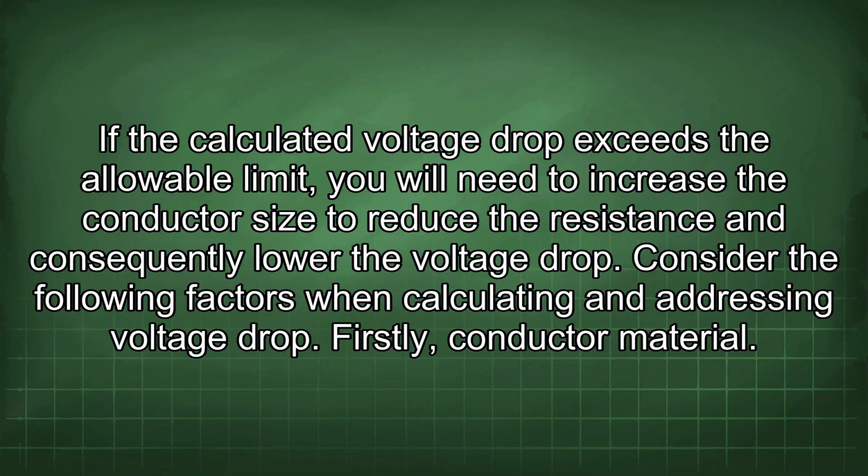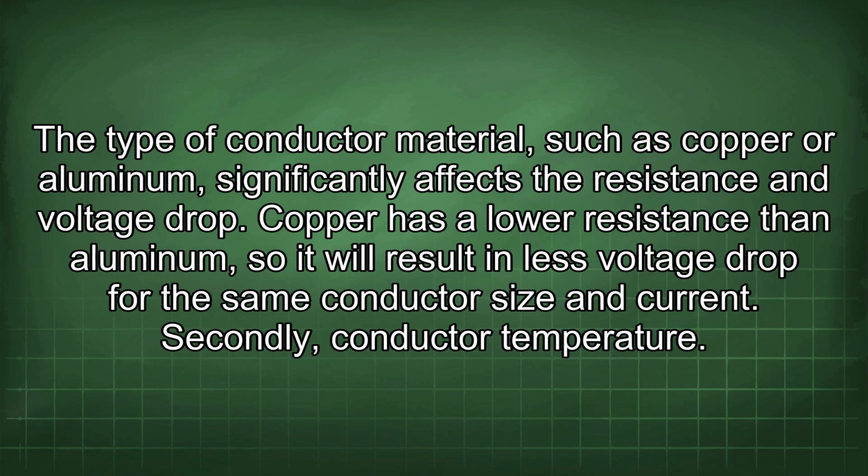Consider the following factors when calculating and addressing voltage drop. Firstly, conductor material. The type of conductor material, such as copper or aluminum, significantly affects the resistance and voltage drop. Copper has a lower resistance than aluminum, so it will result in less voltage drop for the same conductor size and current.